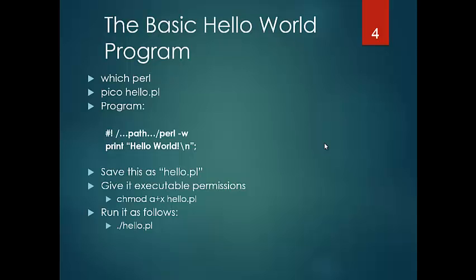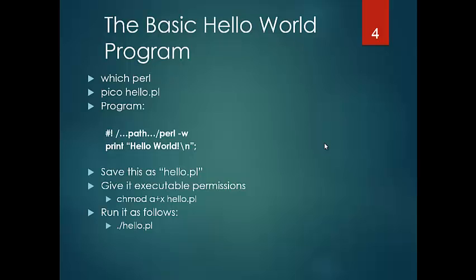Here is a basic Hello World program. The program is very short, making it much easier. First, the .pl extension is optional when you save the program. The first line tells where Unix has to find Perl. It is basically the path that is given for Unix to find Perl.